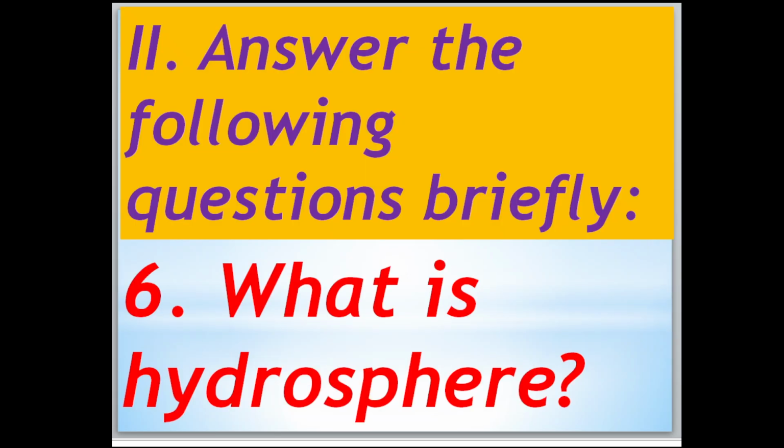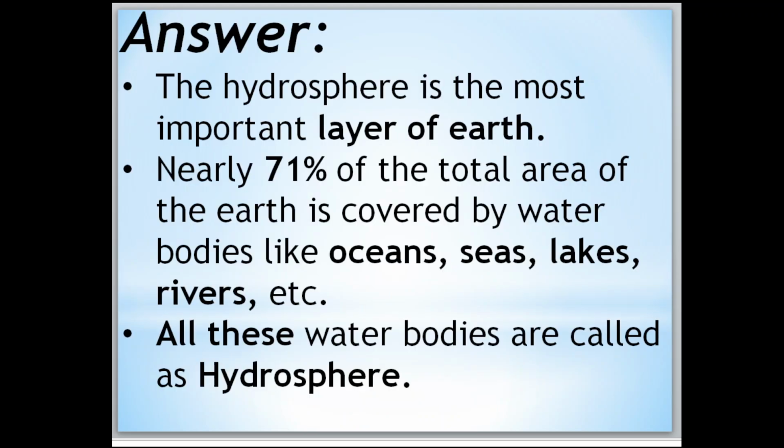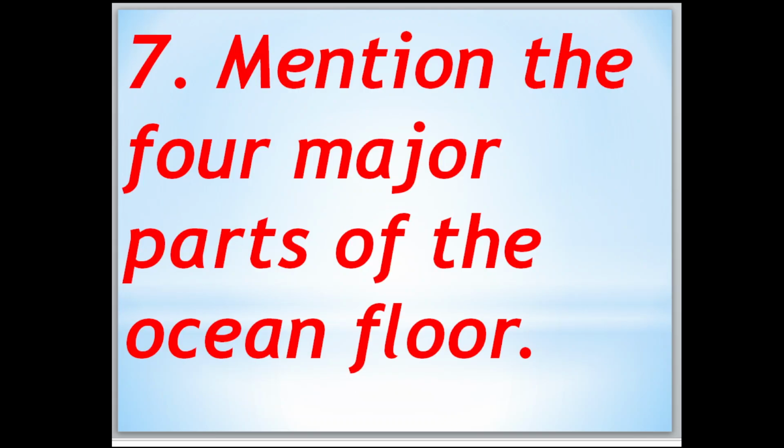Now move to the second main. Answer the following questions briefly. What is hydrosphere? The hydrosphere is the most important layer of Earth. Nearly 71% of the total area of the Earth is covered by water bodies like oceans, seas, lakes, rivers, etc. All these water bodies are called the hydrosphere.